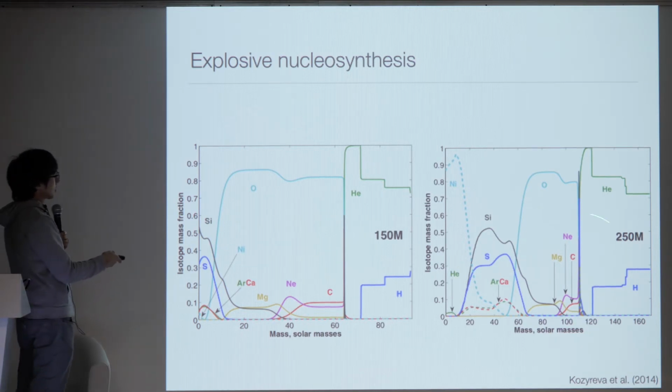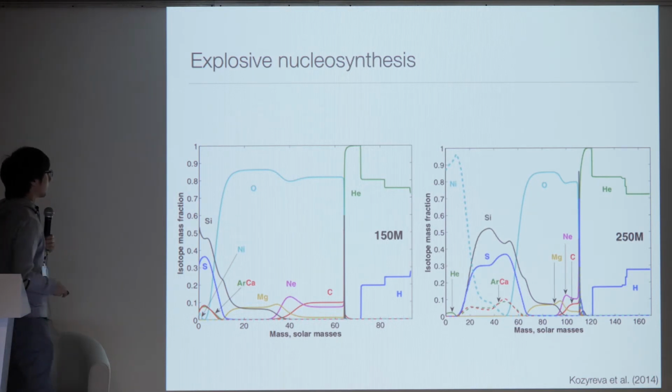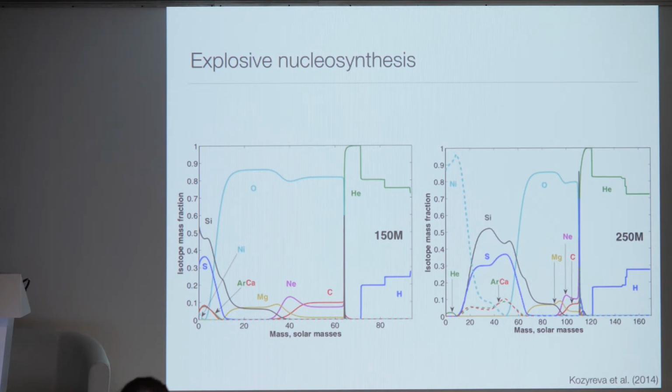And then this is 250 solar masses. This is almost the highest mass end of this explosion. Then this central part will be strongly affected by the explosion. The original composition is like this at the center, but the central oxygen is almost burned and much nickel 56 is made, and then there will be incomplete silicon burning and some other processes happening outwards.